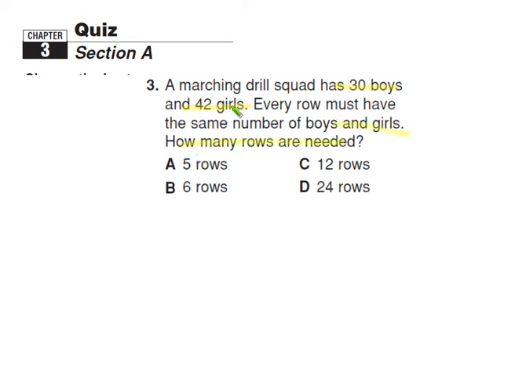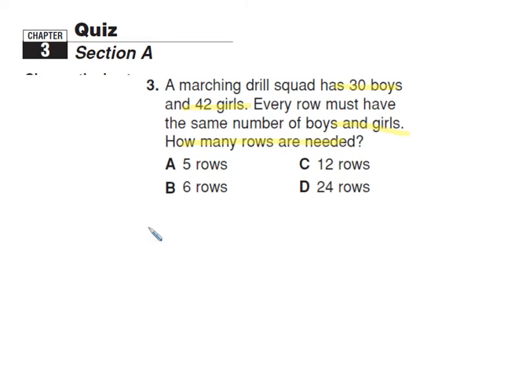We're dividing the boys and girls up into rows, and we want the same proportion of boys to girls in every row. How many rows do we need here? So we're dividing them into groups. So let's think about, we're finding the greatest common divisor. One way is to write factor pairs of each one.